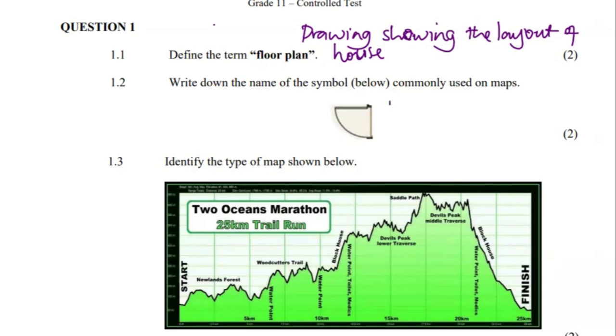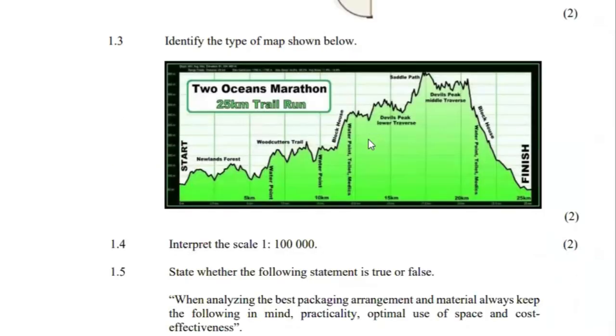Then this symbol here, it's used to represent doors. Identify the shown map below. This one we call the elevation. It's the elevation map. Okay.